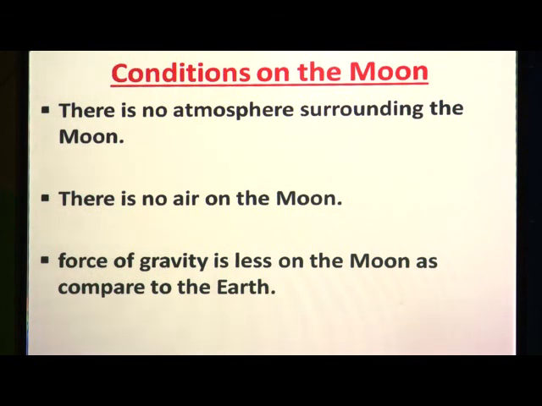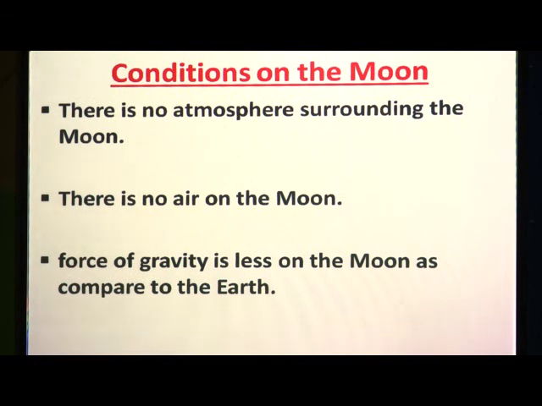In the same way the moon also pulls all things towards itself, but since it is much smaller than the earth, the gravitational force is less on the moon and more on the earth. Due to the lesser gravity, if we throw anything on the surface of the moon, then it goes higher.